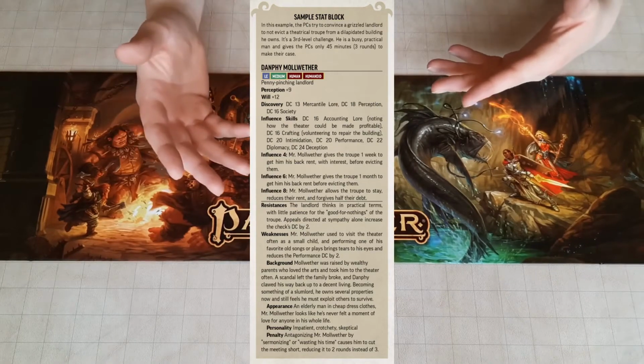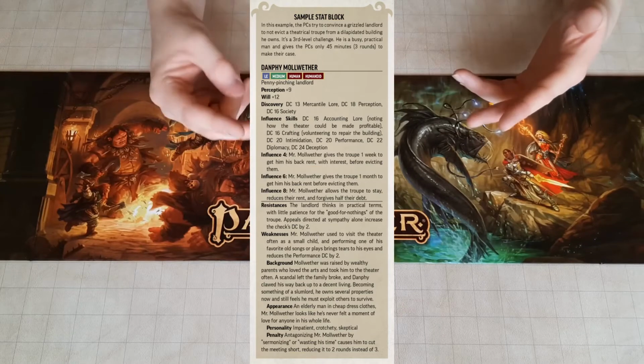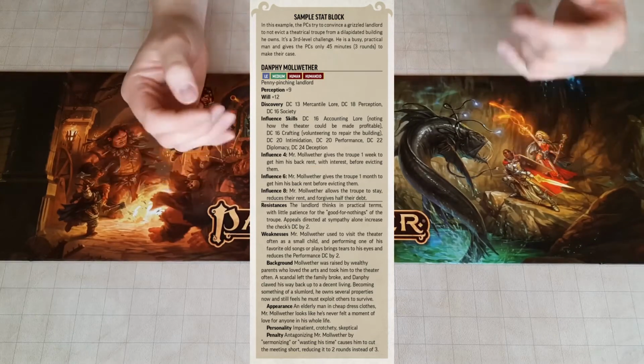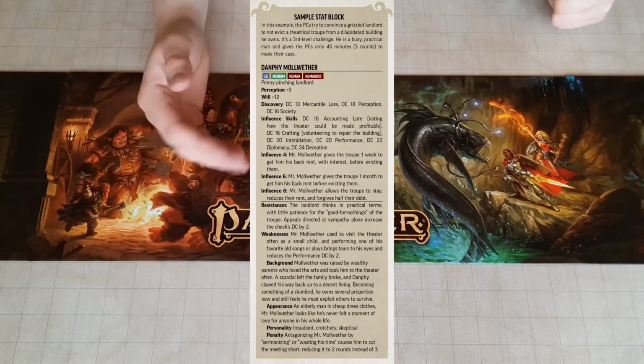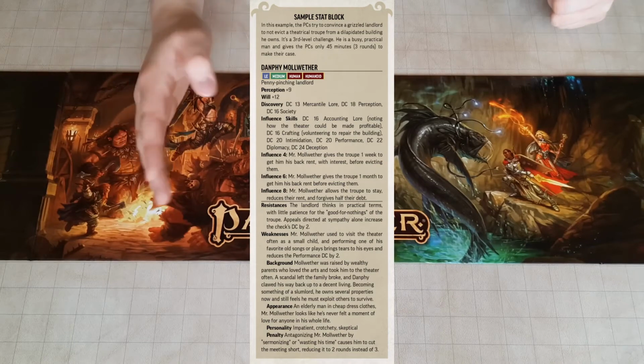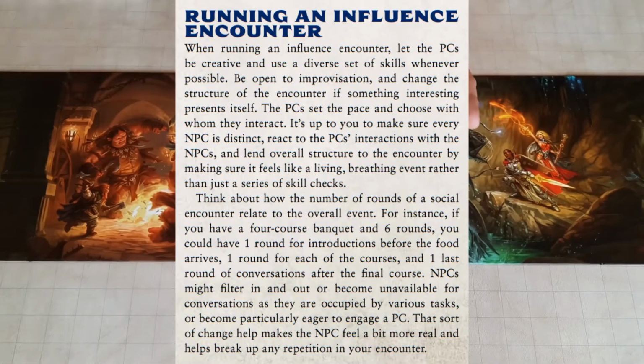We then get some extra details about Mr. Mollyweather, including his background, appearance, personality, and a penalty. Antagonizing Mr. Mollyweather by sermonizing or wasting his time causes him to cut the meeting short, reducing it to 2 rounds instead of 3. When running social encounters, it's advised that you vary the environment, the circumstances, and the NPCs.